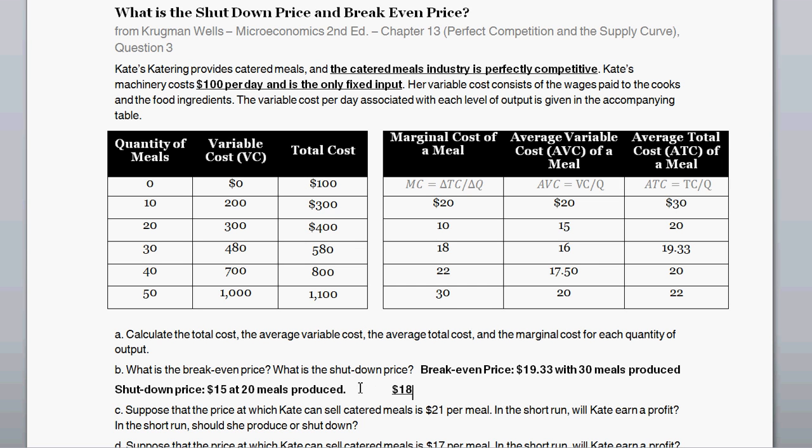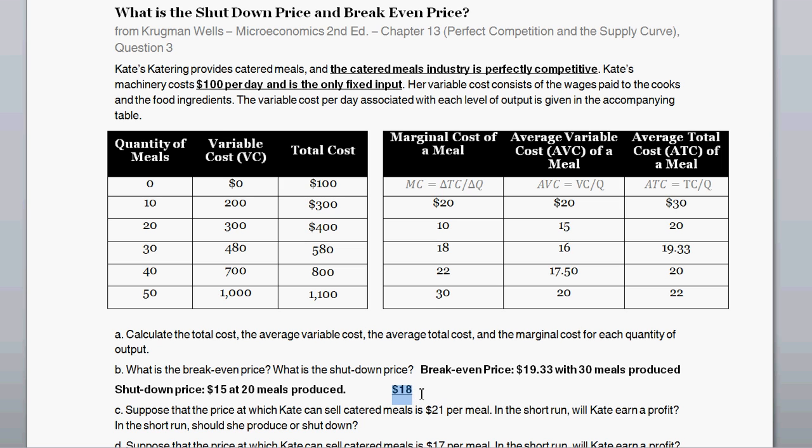And the key thing is in the short term, right? Because in the short term, the firm has some of these fixed costs. So it's $100 per day, right? Even if the firm were to go out of business today and produce absolutely nothing, the firm still has to pay total cost of $100, right? So let's say at $18, the firm decides to go out of business. Well, it still has to pay that $100. So by staying in business, it's actually working to minimize its losses.